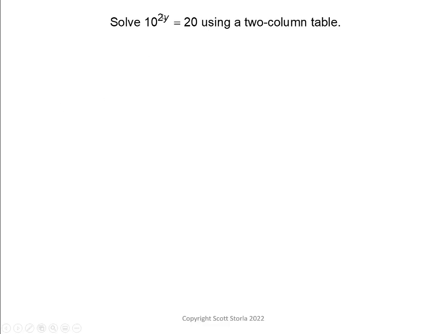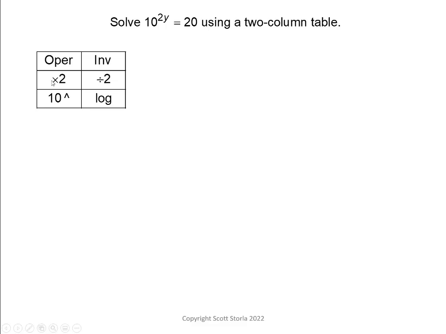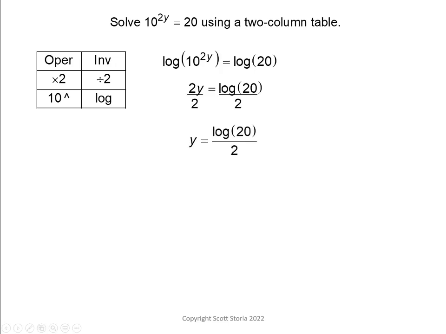By order of operations, I would have to multiply first and find the exponential value second. So here are my operations and inverses. I'll start here at the bottom of the right column. Take log base 10 on both sides and simplify. Divide by 2 and simplify. Here's my value and my check.